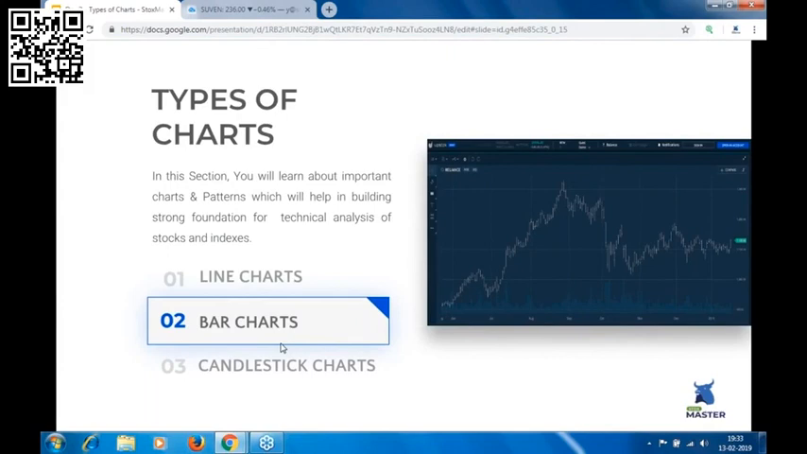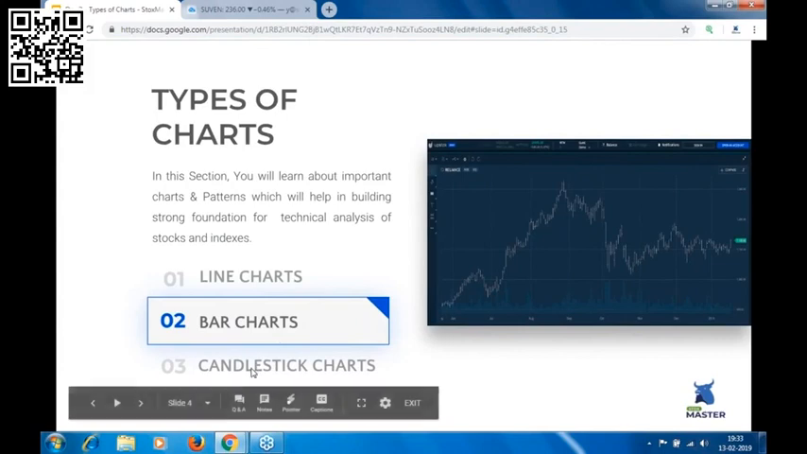The dash on the left hand side is the opening price and the one on the right hand side is your closing price.